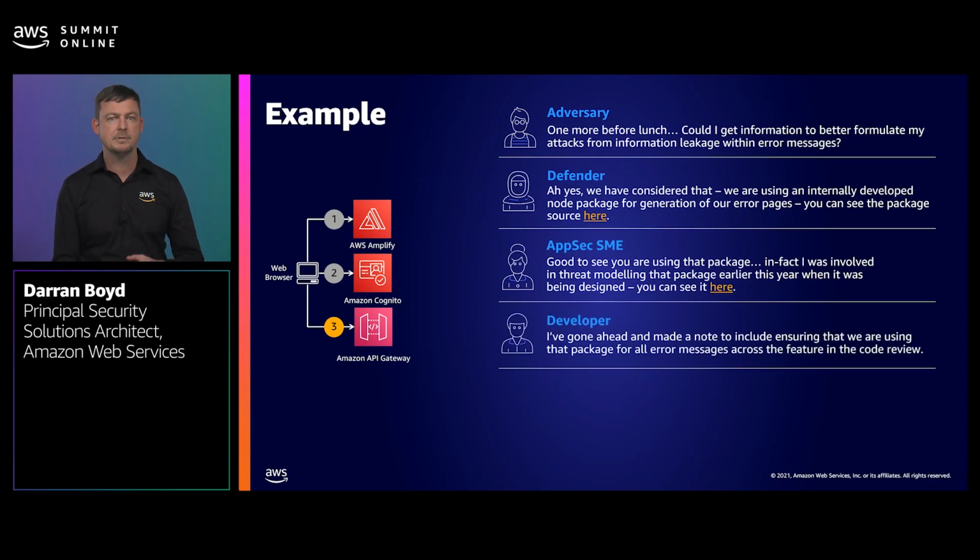scope. The developer persona recognizes that this package is the right package to use, but they need to ensure that they use it across all code paths that generate error messages in the application. So they've decided to include verification of that as part of their code review. The AppSec SME persona is thinking even further ahead and decides it's a good candidate to include in the penetration testing scope for this feature.